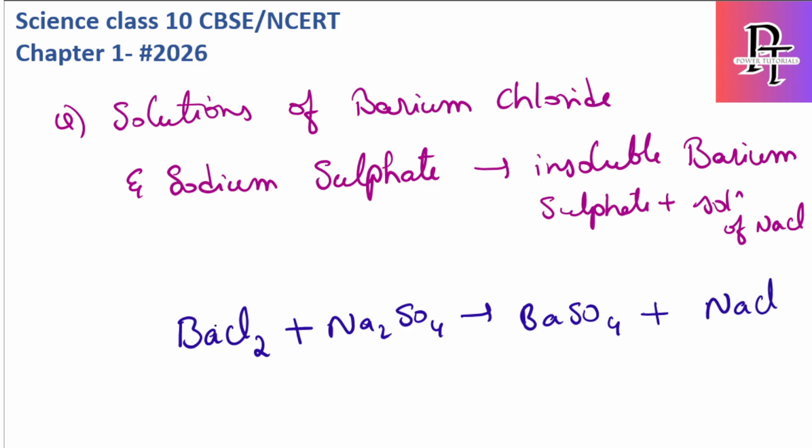So let's balance this first. So you can see here sulfate is 1, barium 1, fine. Sodium and chlorine here 2 are present, but here it is only 1. So simple, if I keep 2, it will get a balanced chemical equation. But they are also asking states.